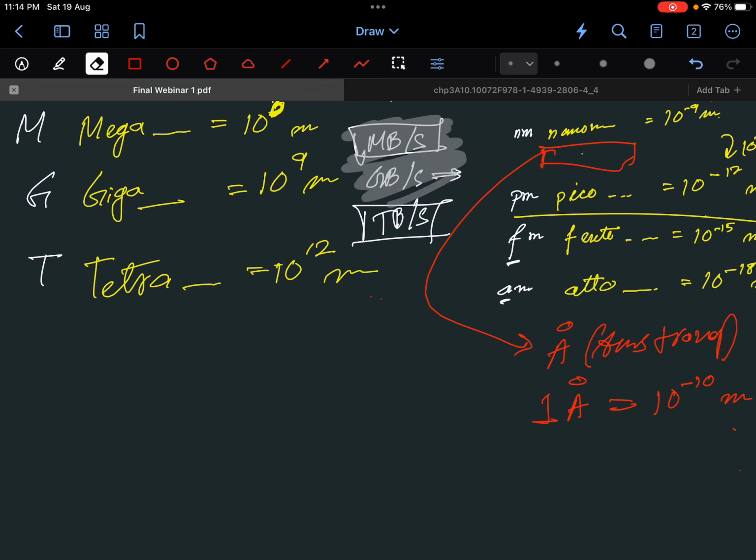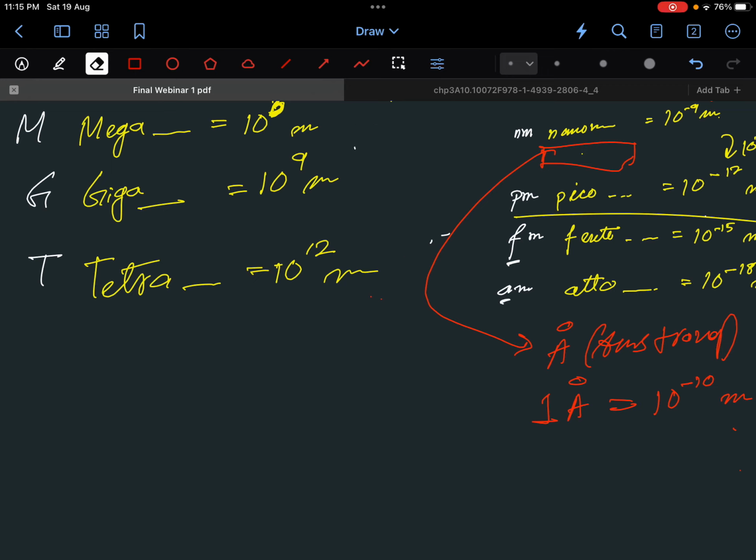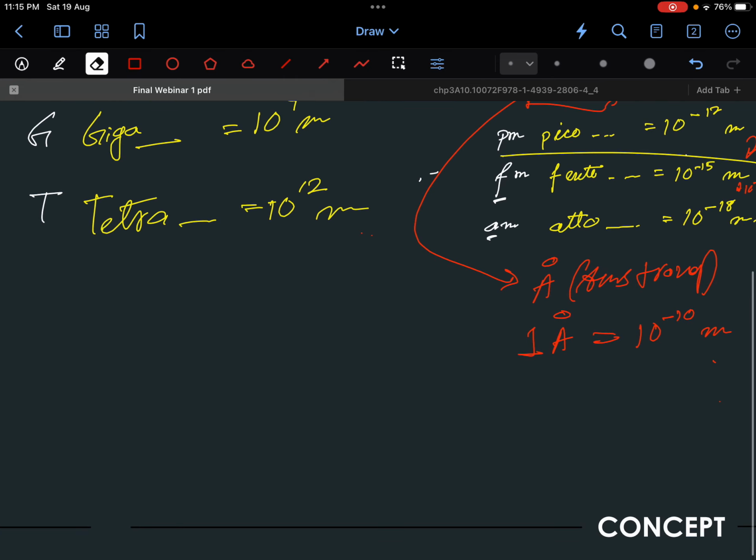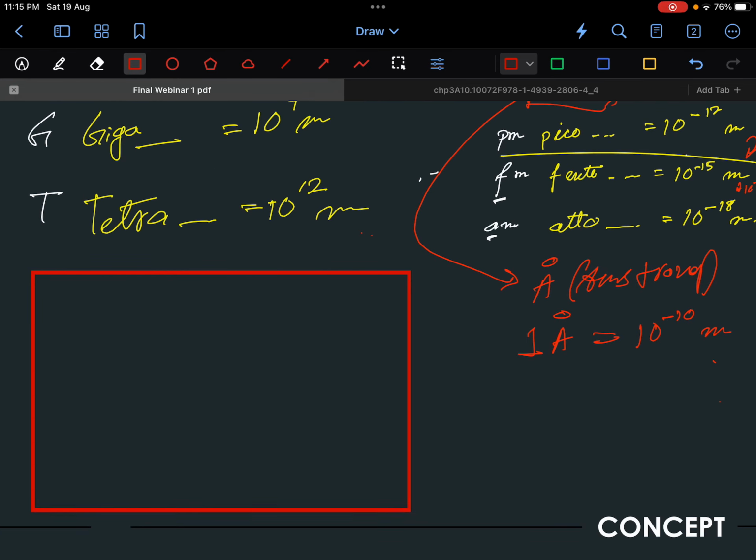Okay, so these are some of the SI units that are commonly used in biological systems and bioscience, and you also find these SI units in various numericals. Okay, now apart from this, there are a few measurements that, as biologists, everyone should know.